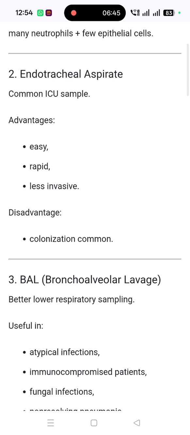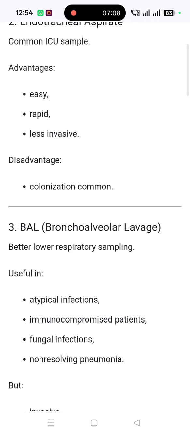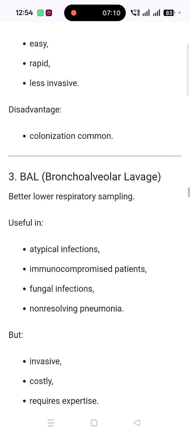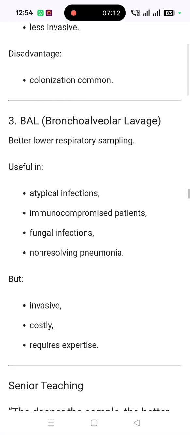Coming to the endotracheal aspirate. It is a common ICU sample. The advantage is it is easy, rapid, and less invasive, because this tube is already there, and if you collect with that, I think there is no problem to the patient. The disadvantage is that colonization is more common in the endotracheal aspirate.